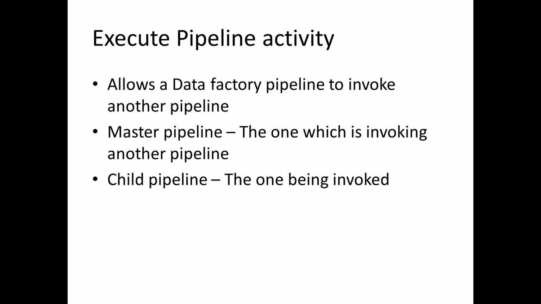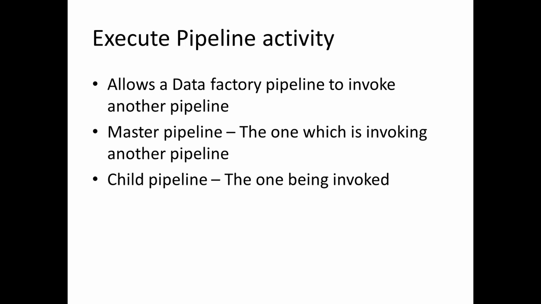Now the other one is the execute pipeline activity. Once you have created a pipeline and you want to call another pipeline within a pipeline, that's a very generic scenario you will face in your real-time projects. It's not always a single pipeline that is going to execute. There are going to be multiple pipelines, and you will create master and child pipeline dependencies, where a bunch of pipelines execute at a time. So how do you create those dependencies? Using the execute pipeline activity.